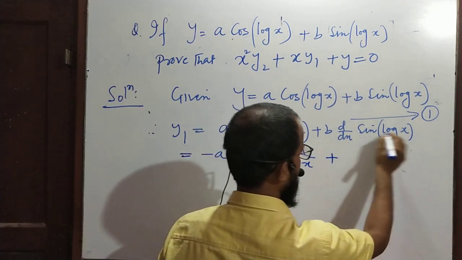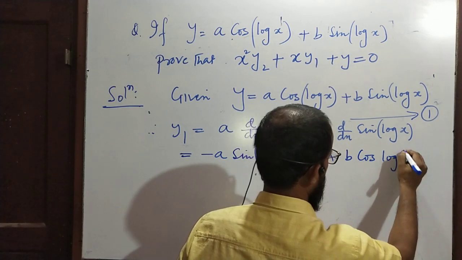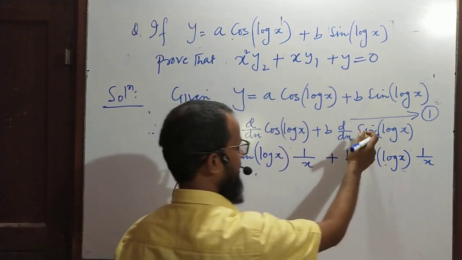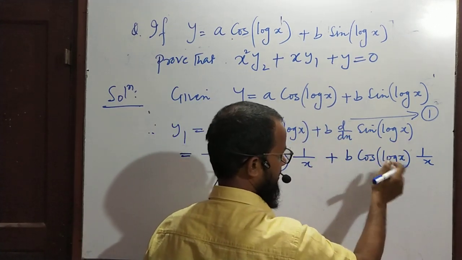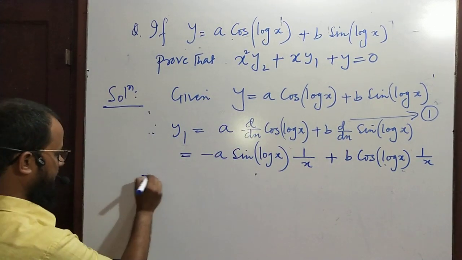Similarly, in the same pattern, it will be b cos log x, and d/dx of log x is again 1 by x. d/dx of sin means cos, inside log x is there, and again the derivative of log x is 1 by x. It is by chain rule.